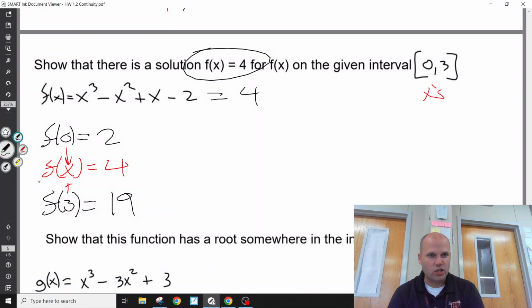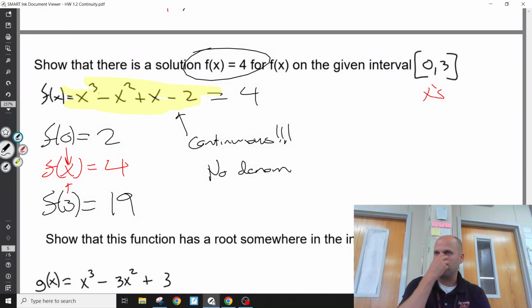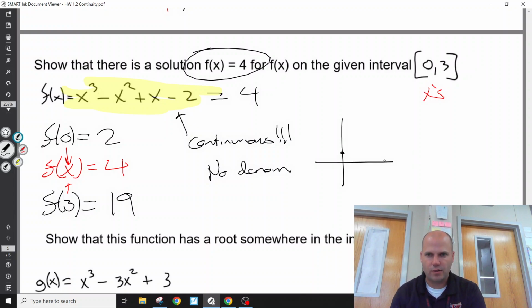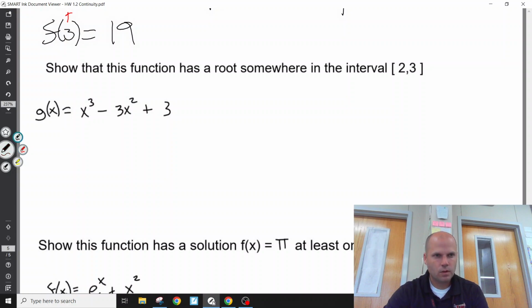Why? This function is continuous. Why is it continuous? It's got no denominator. Since it doesn't have a denominator, I can plug in any x value, boom. Since I have the point 0, 2 and 3, 19, I will cross through 4 somewhere, and there's going to be an x value that will produce that y value 4. That's it. Root is another word of saying 0. The root's between 2 and 3.